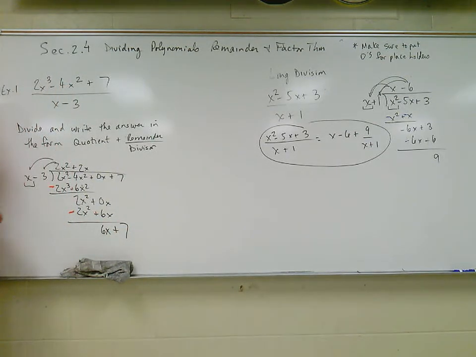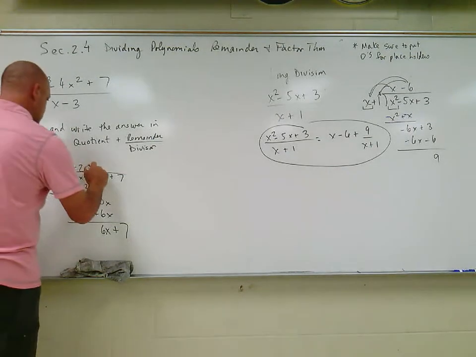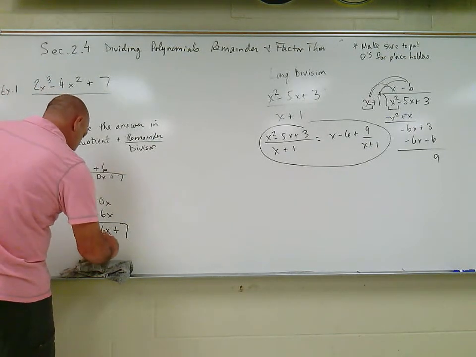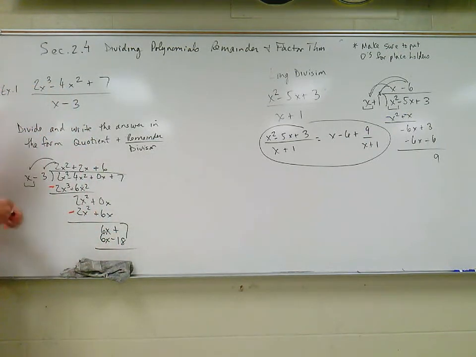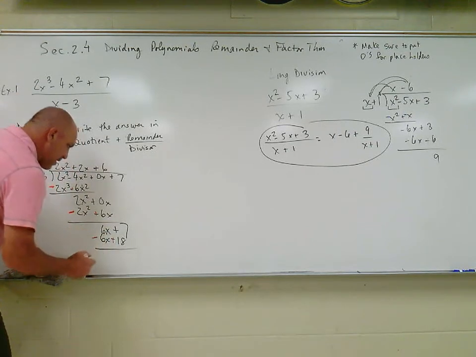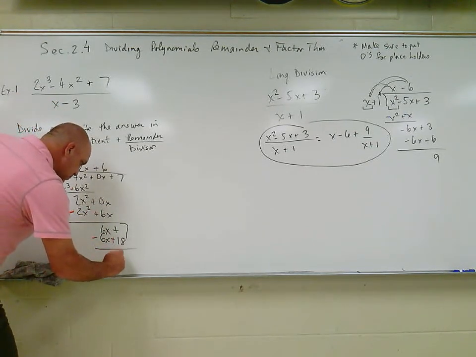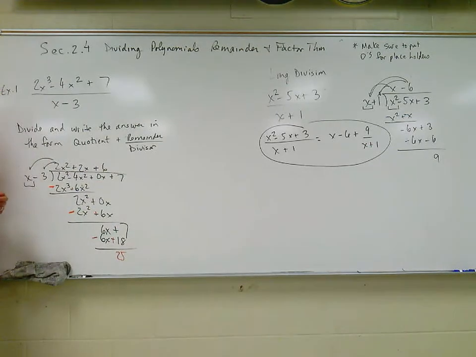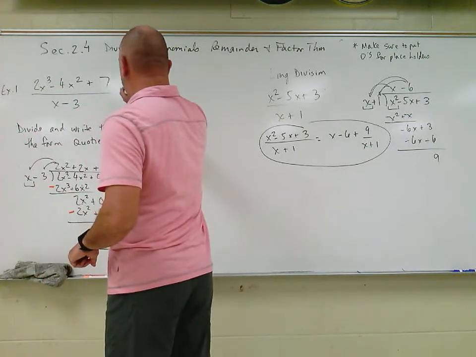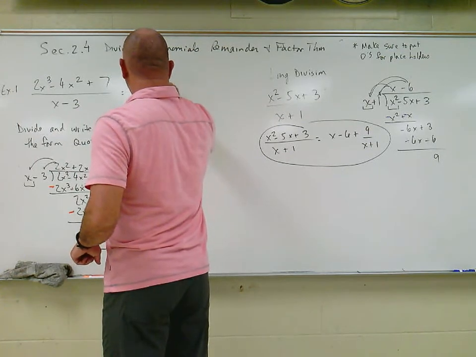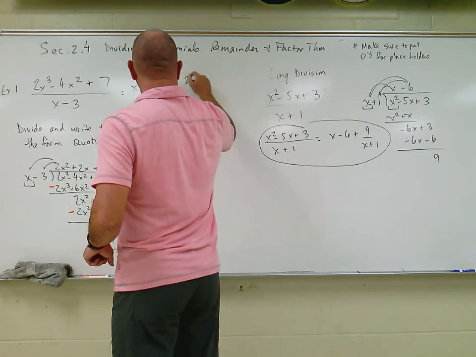All right. X times what gives us 6x? That would be 6. We get 6x minus 18. And the last time here, negate and add. 7 and 18 is 25. So our final answer should have been x squared plus 2x plus 6 plus 25 over x minus 3.